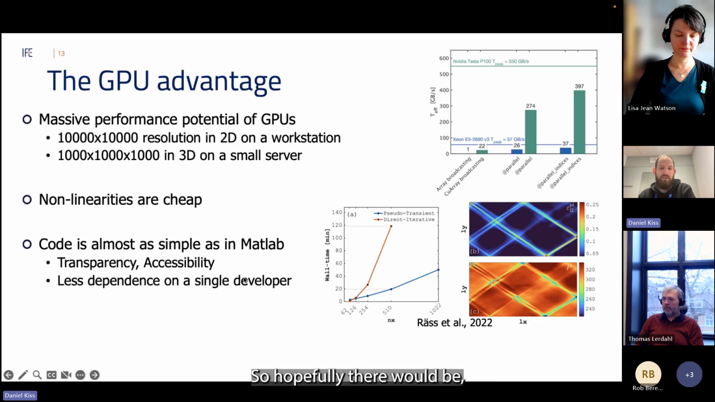So it's much more transparent, much more accessible. So hopefully there will be lots of independent teams in the future who can cross-check the work, and this way knowledge can be passed down to the next scientific generation.